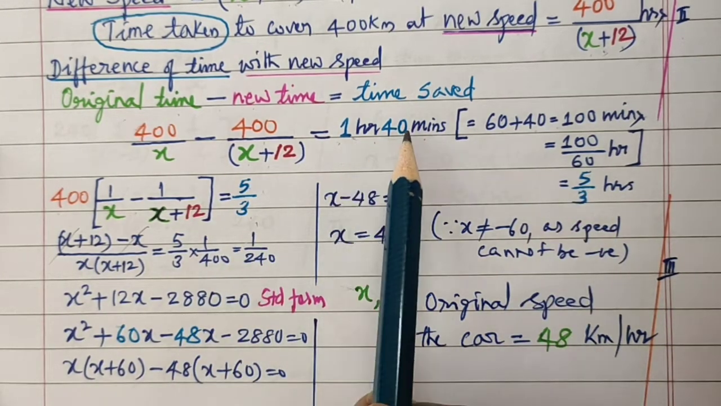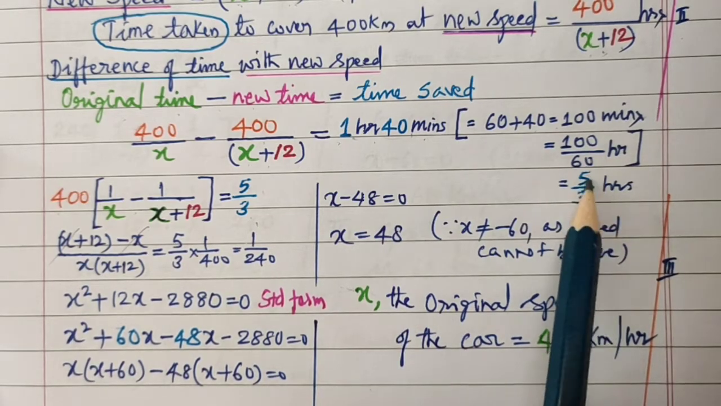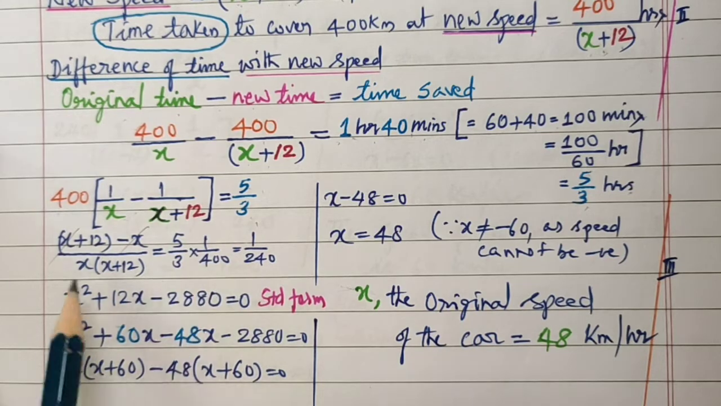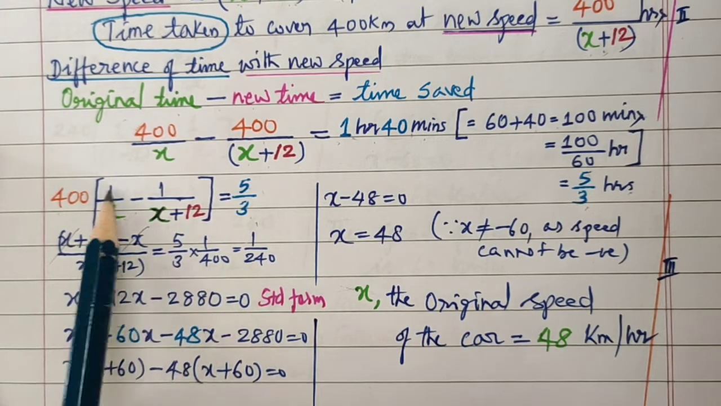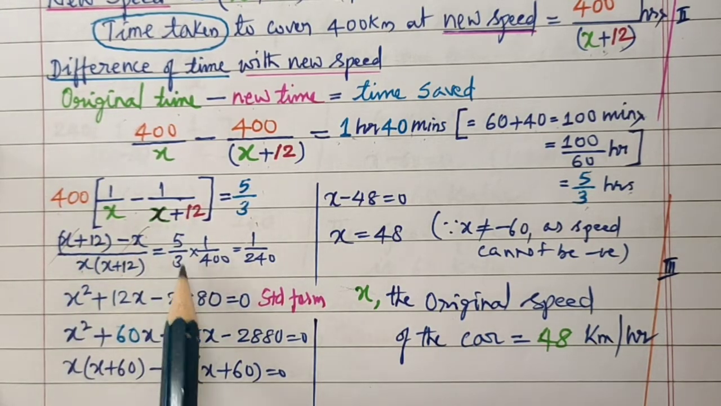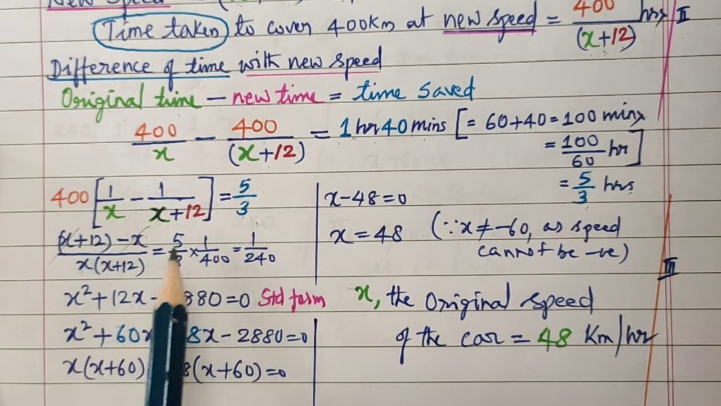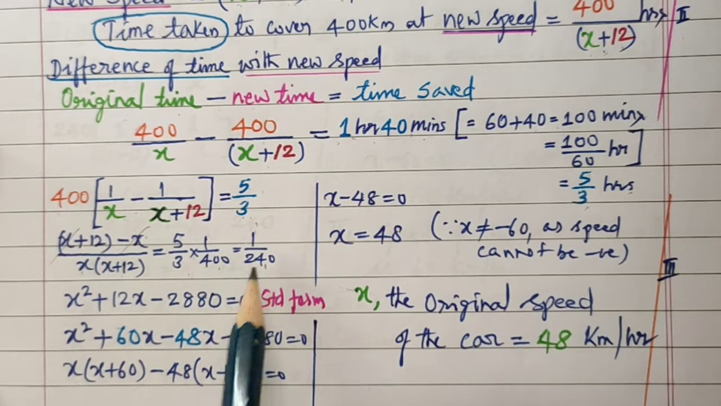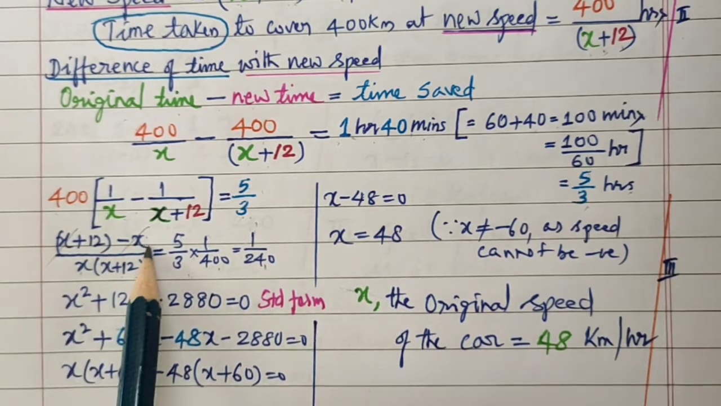We converted 1 hour 40 minutes into hours, 5 by 3 hours. Then 400 we have taken out. Take the LCM, x into x plus 12. This goes here, x plus 12 minus x is equal to 5 by 3. When we cross multiply these two, 1 by 5 by 3 into 1 by 400, that's equal to 1 by 240. This x got cancelled.